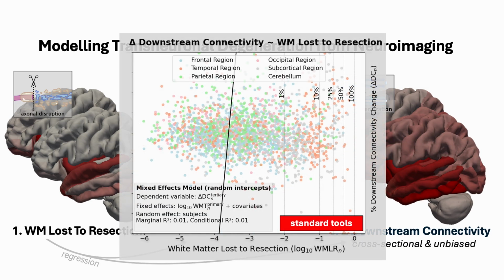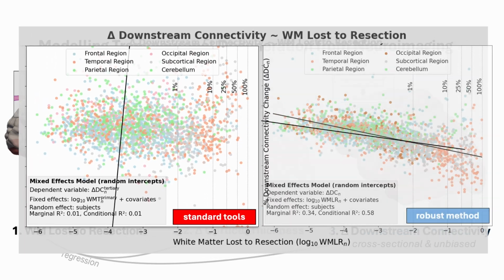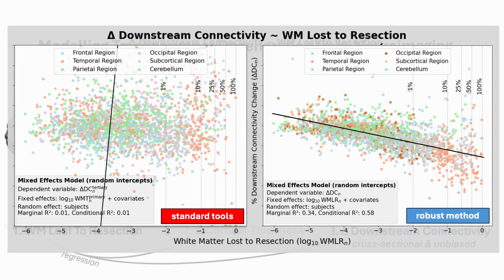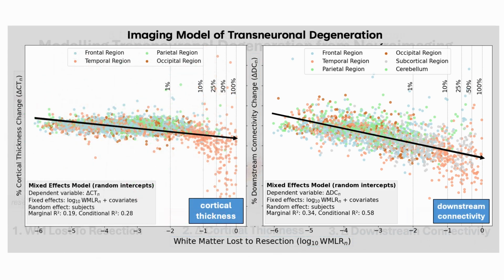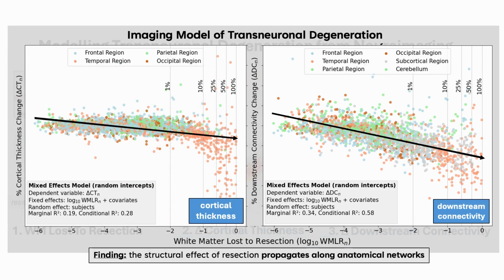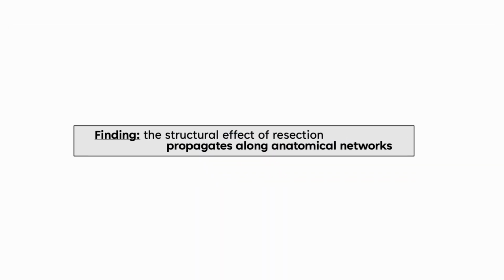Using standard methods, we found no relevant relationship between the effects. Using a new robust method, however, the relationship could be modeled much more reliably, showing a statistically significant association between the white matter lost to resection and the change in downstream connectivity. This suggests the more white matter is resected during surgery, the more atrophic downstream connections will become after surgery. In combination with our first model, this indicates that the structural effect of resection propagates along anatomical networks.